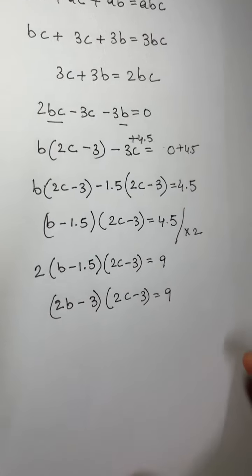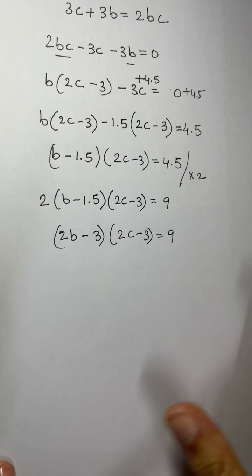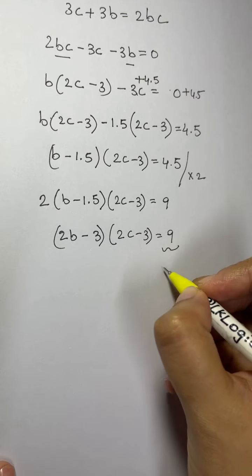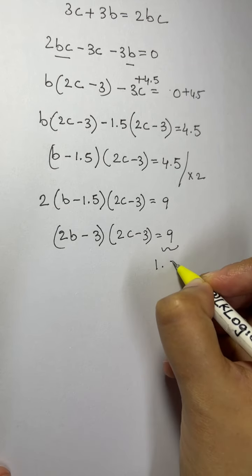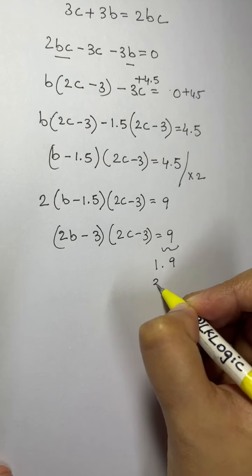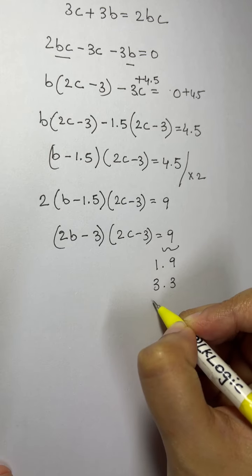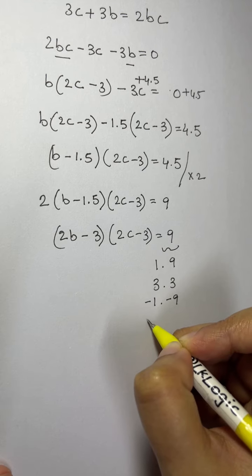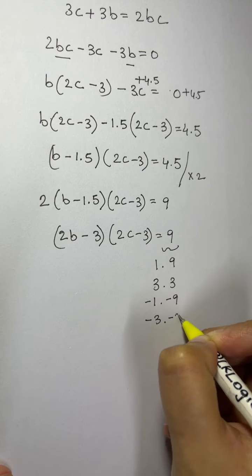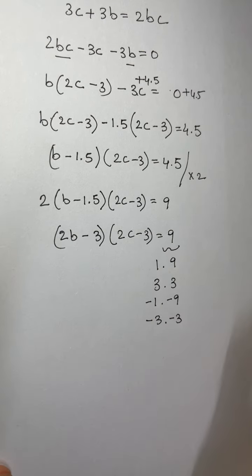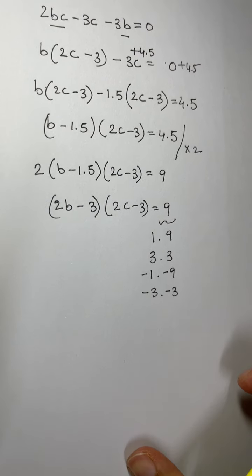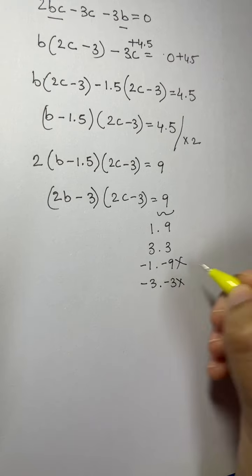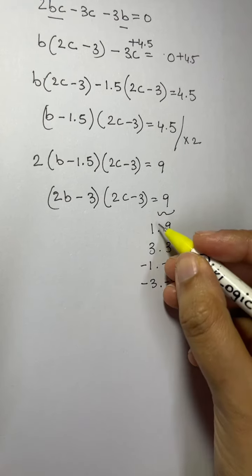Now as you already know that B is less than or equal to C, what are the factors of 9? Let's write down the factors. 1 times 9, then 3 times 3, then negative 1 times negative 9, then negative 3 times negative 3. So these are not all possibilities, as you already know, so you can have two possibilities.